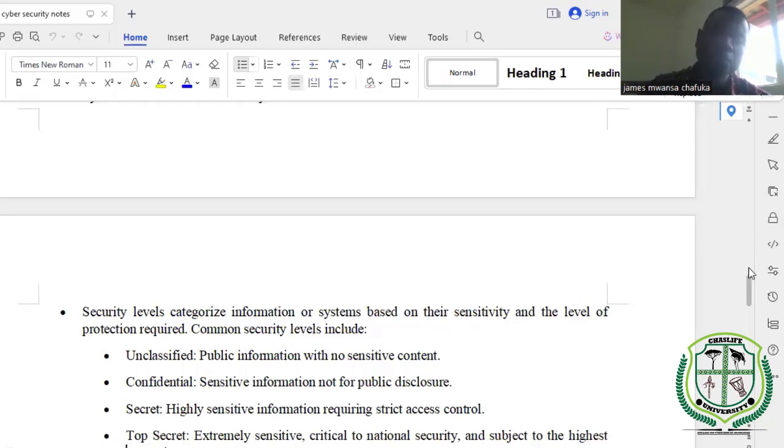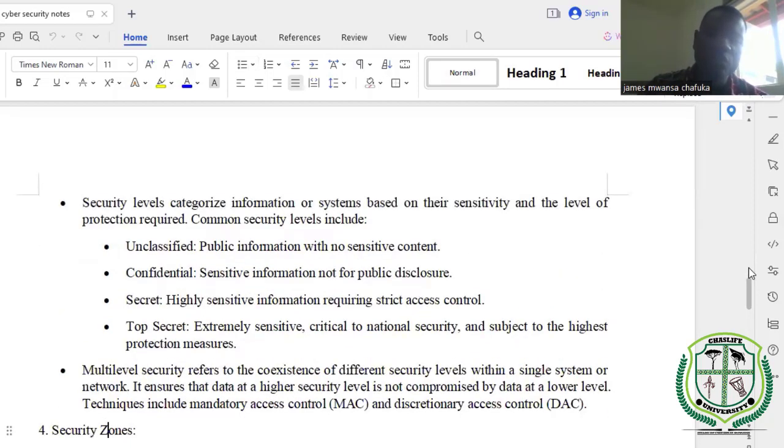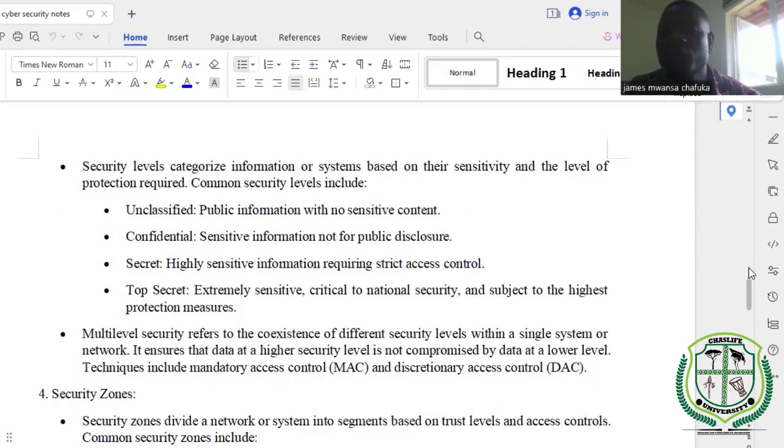So that's how it operates. And then we also have the aspect of top secret, which is extremely sensitive, critical to national security, and subject to high protection measures. There is certain information that cannot be disclosed anyhow, because if it is shared, it can affect the security of the nation and give an easy way in to other attackers that may want to breach national security. So these are top secret.